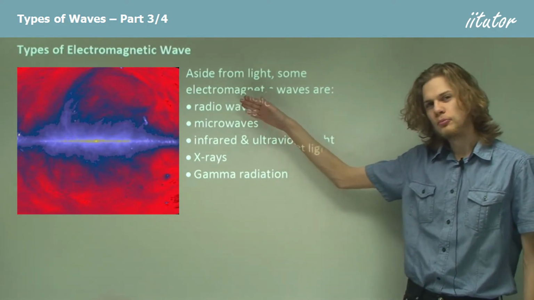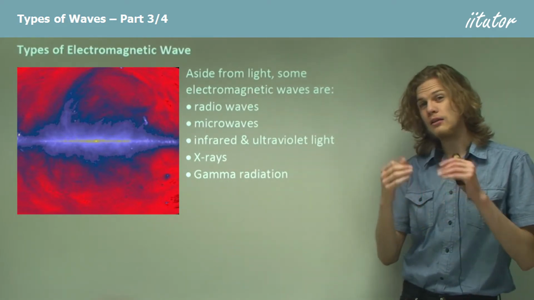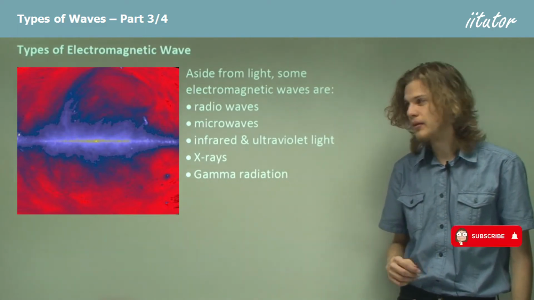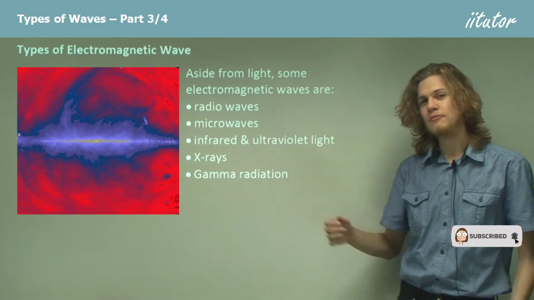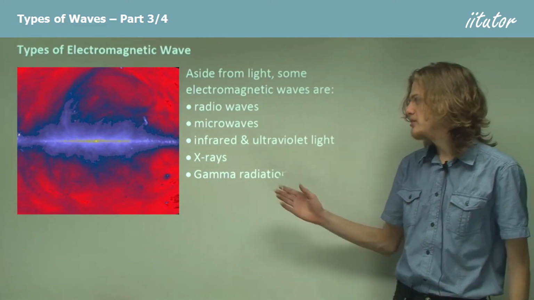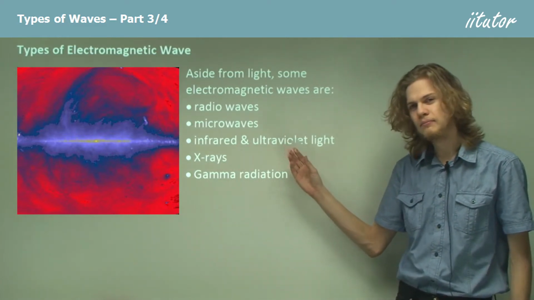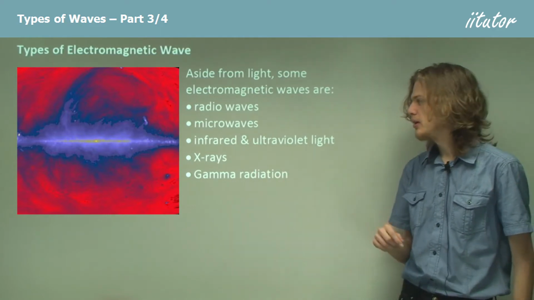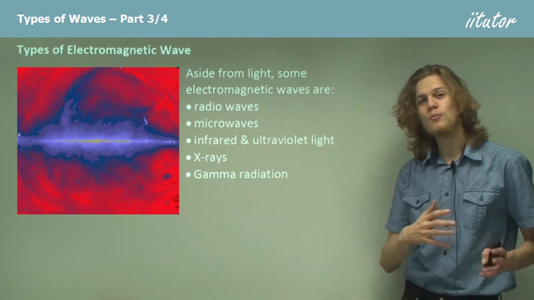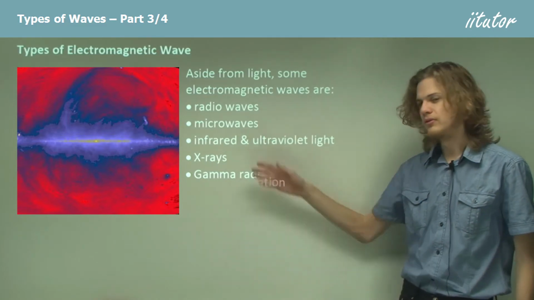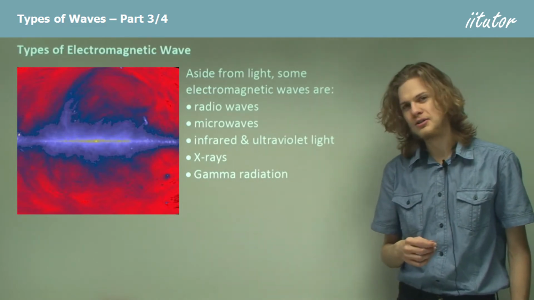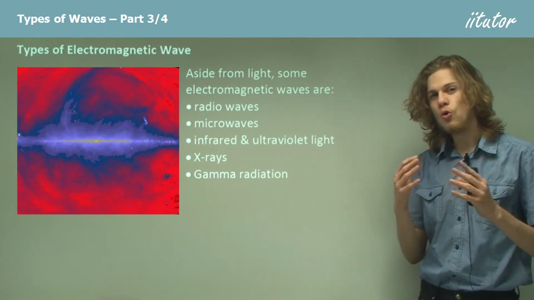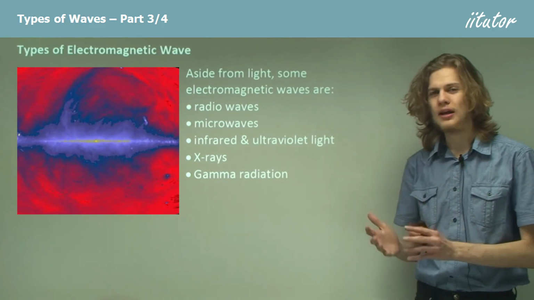So going from top to bottom, this goes from, in fact, the lowest energy wave to the highest energy wave. So radio waves will have less energy in general than infrared and ultraviolet light. And of course, visible light is sandwiched right in the middle of these. And gamma radiation will have far more energy than any of these other forms of electromagnetic radiation. However, they are all electromagnetic radiation, and so they're all caused in the same way, and they all propagate in the same way.